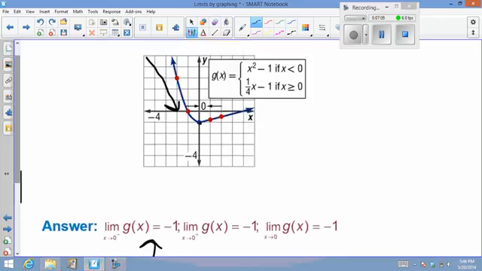If x approaches 0 from the right, I'm coming at it this way. If I look coming this way, I can see that again, the y value as x approaches 0 from the right is also negative 1. And since from the left and from the right is the same number, the limit of g of x is in fact negative 1, because it approaches the same number.